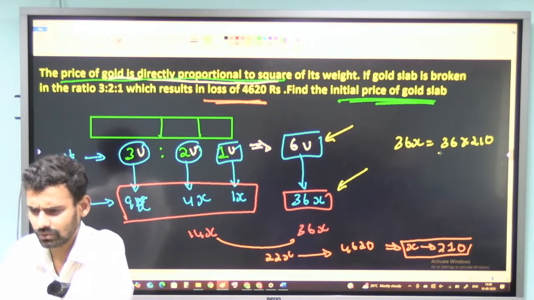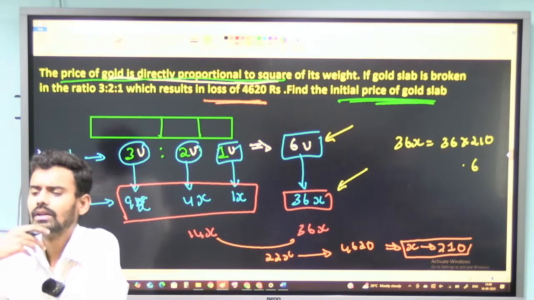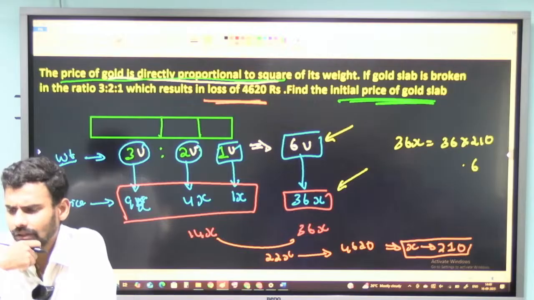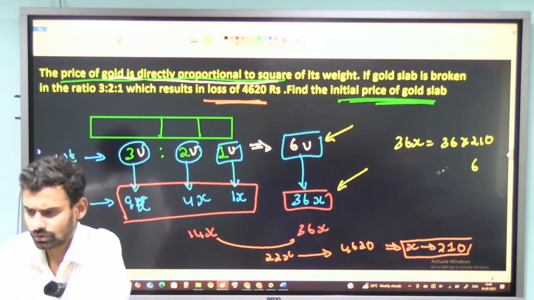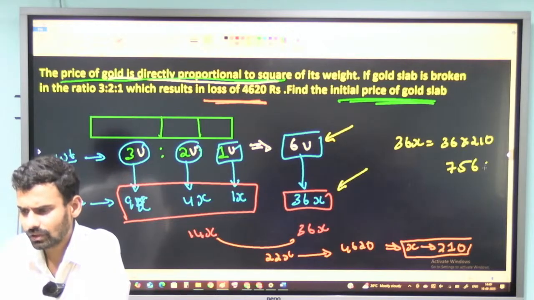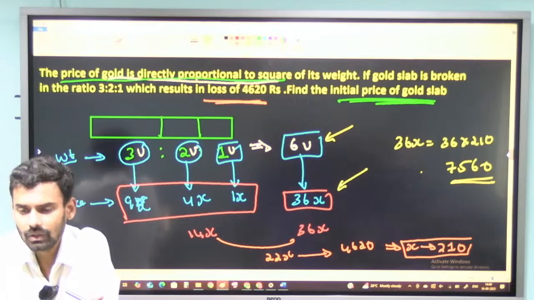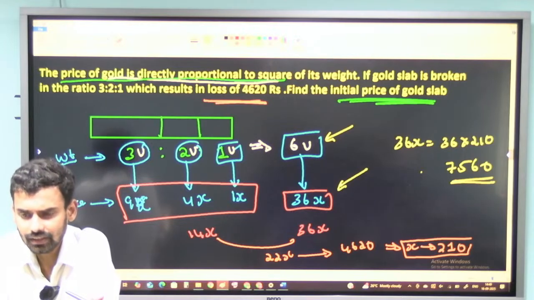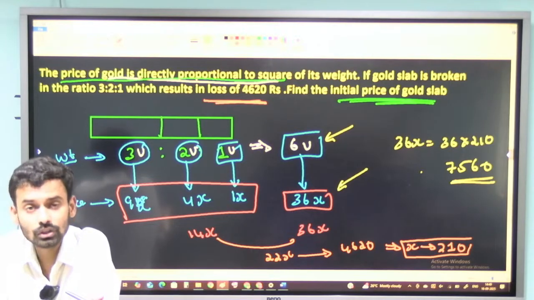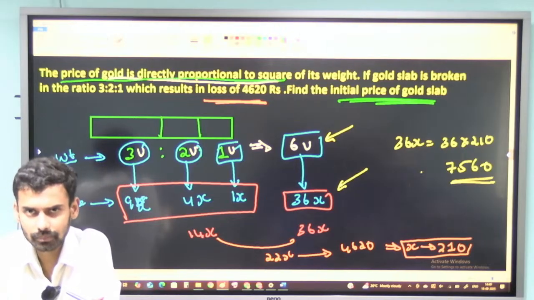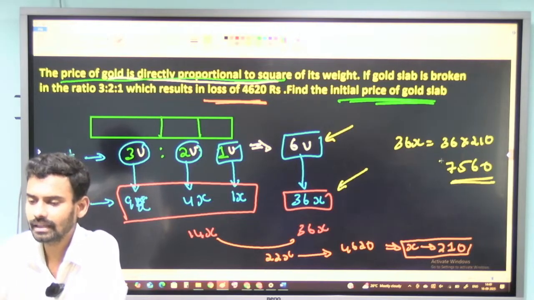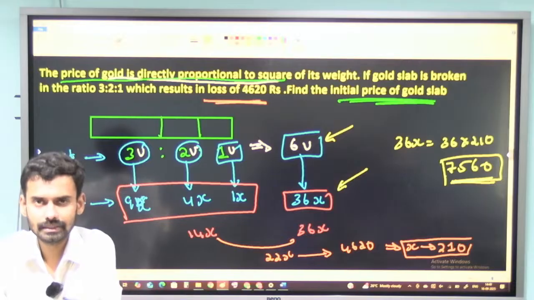So 21 into 6 is 126. So 6, 12 carry. Then 21 into 3 will be 63, 63 plus 12, 75. So the answer for this question is 7560. This is the initial value, and the loss is 4,620 rupees. So the answer for this question will be 7,560 rupees.